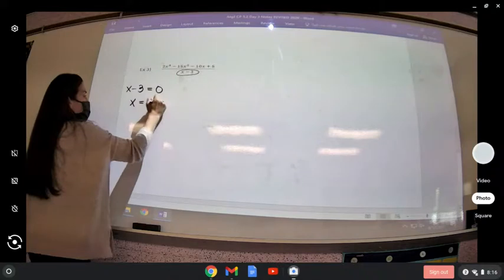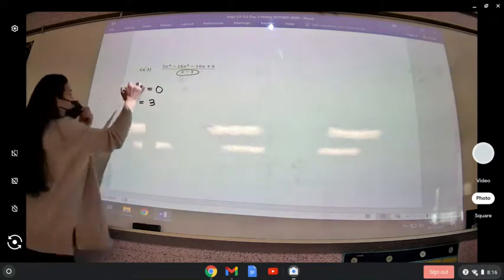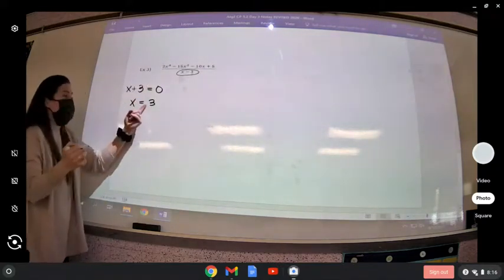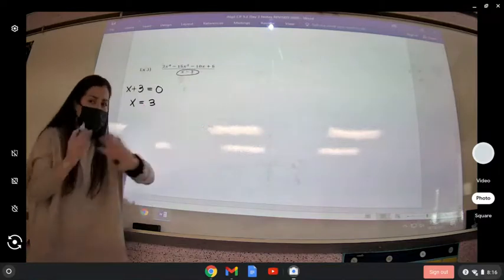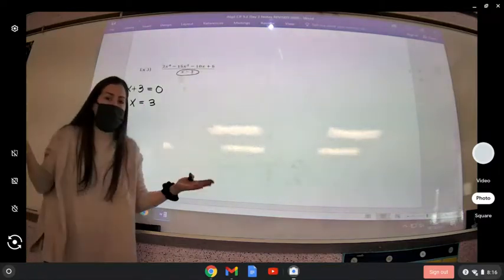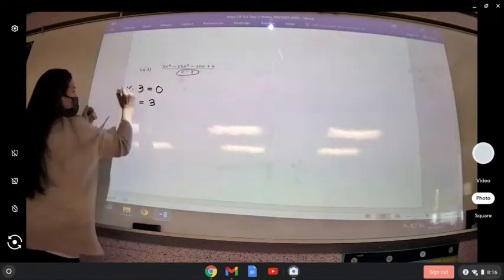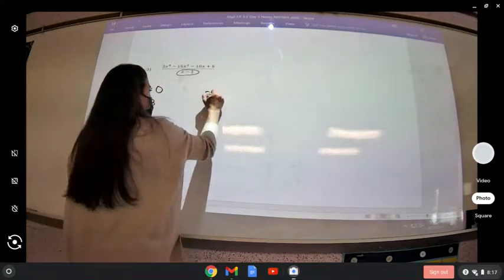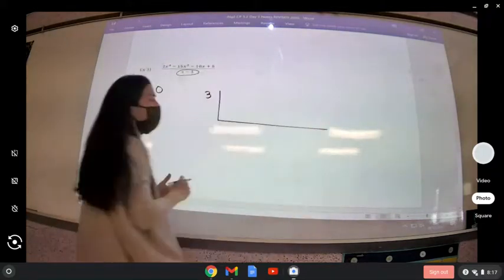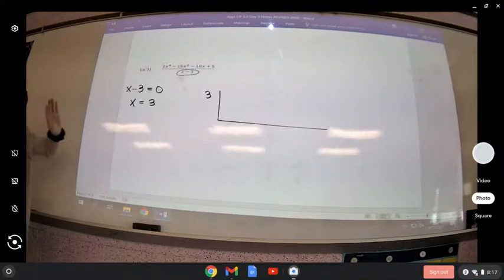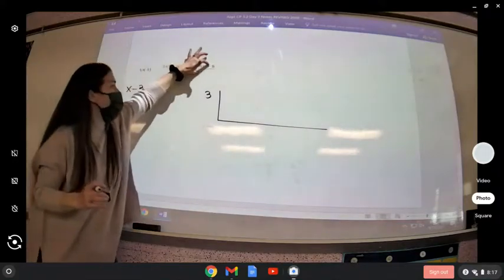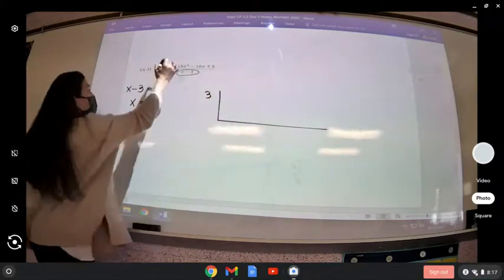X equals 3. Now, guys, obviously, if this was plus 3, then you would have gotten negative 3, and your number would have been negative. That's fine. You can have a negative magic number. All right, so take it, put it off to the side, and then give yourself that box. Okay, now I need my coefficients from the polynomial that I'm dividing into.